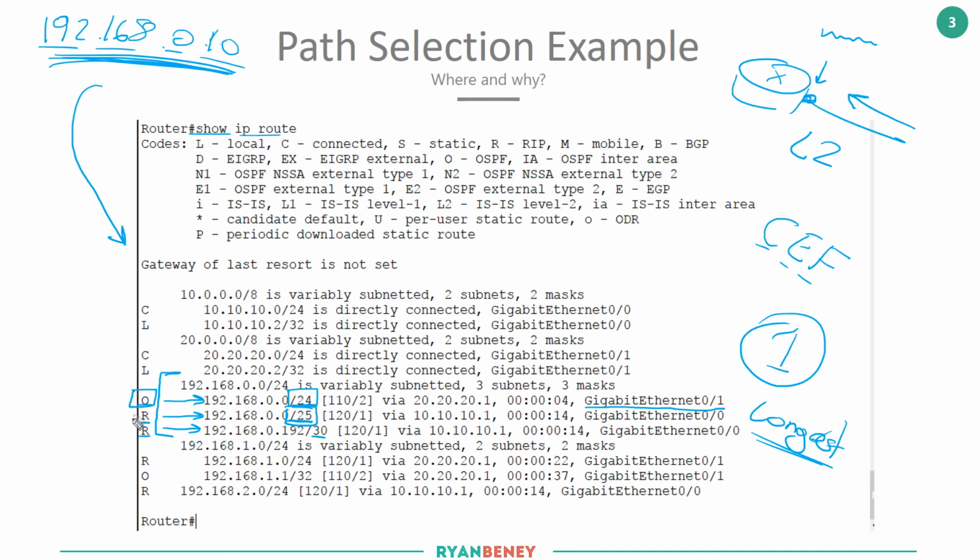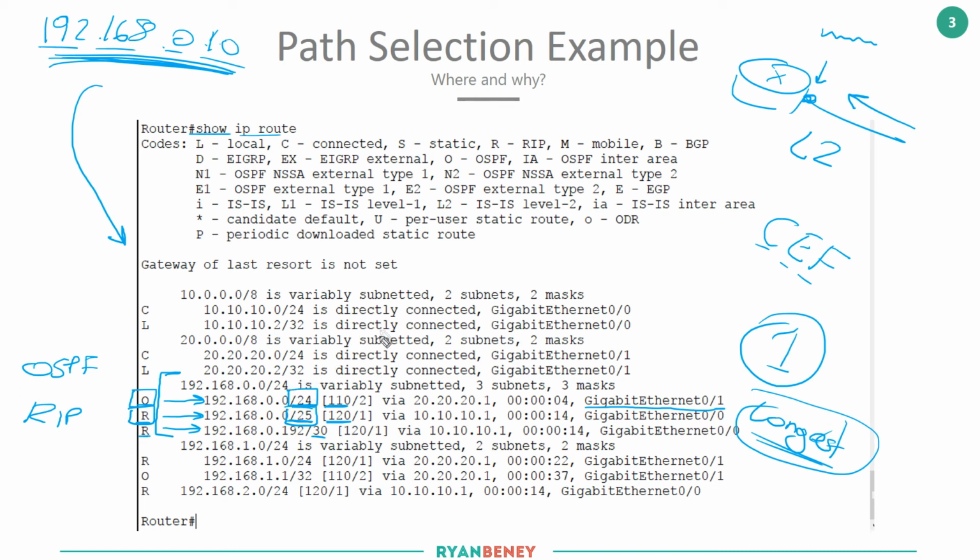Looking at the routing code, we can see that they're learnt by 2 different routing protocols, but the question is, why would we prefer the /25 over the /24? Or in this case, why would we prefer the RIP route over the OSPF route, even though the OSPF route has a lower AD than the RIP route? And that's because it goes in order of operations, which is the longest match. The /25 matches 25 bits, where the /24 only matches 24 bits.